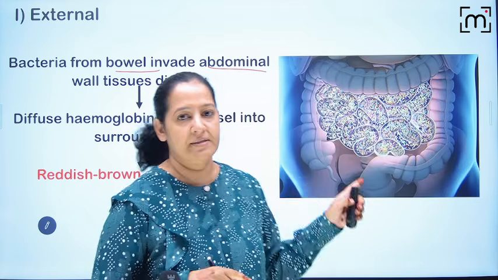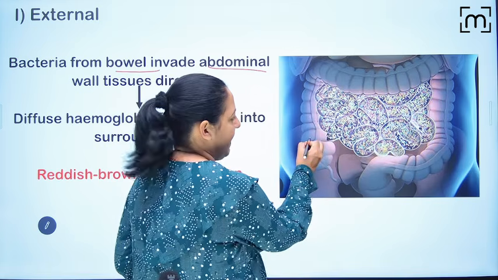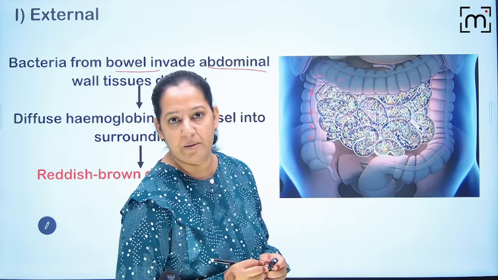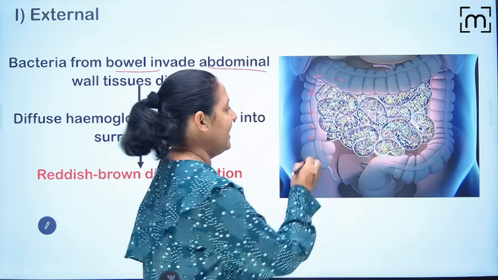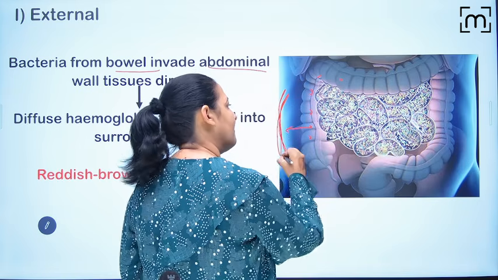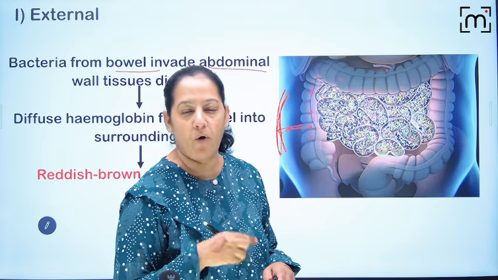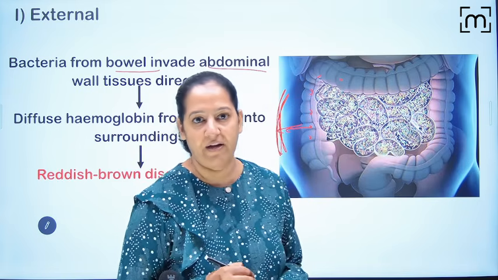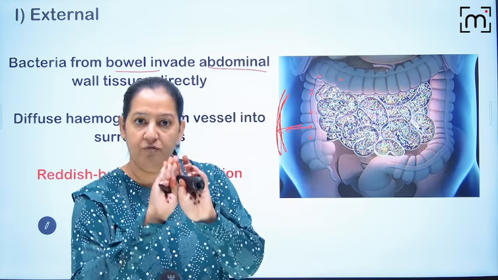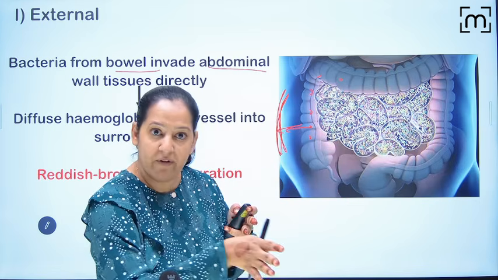You can see these are the bacteria in the bowel. The most important bacteria which cause putrefaction are the bacteria in the bowel. They come out and involve the abdominal wall directly. Then they cause destruction of the wall of the blood vessels over there, so that hemoglobin is released.